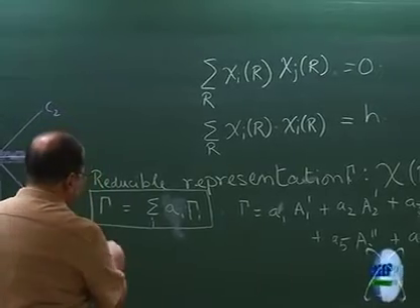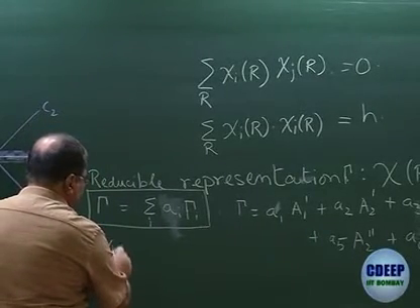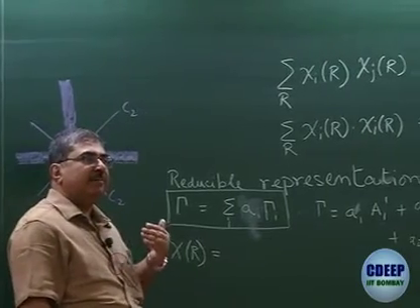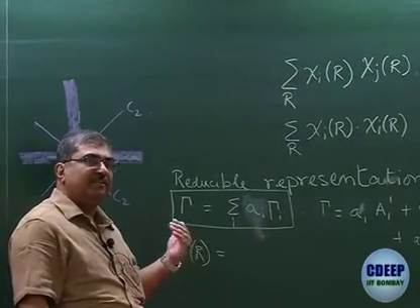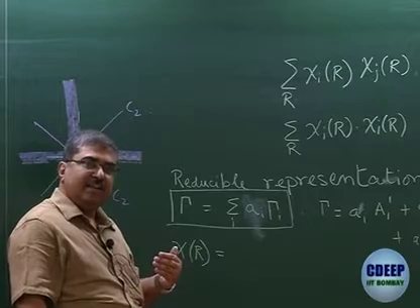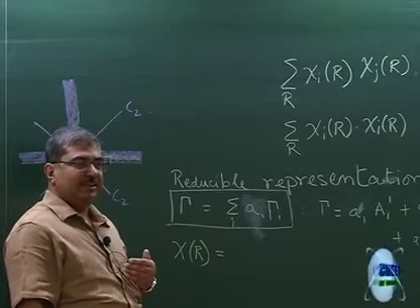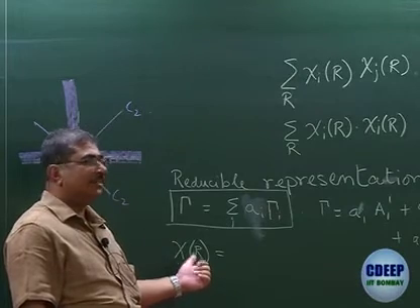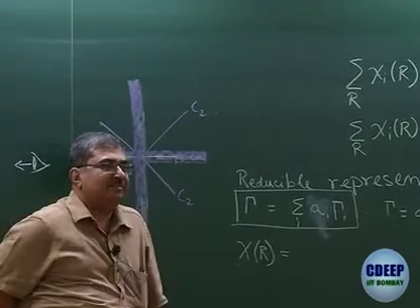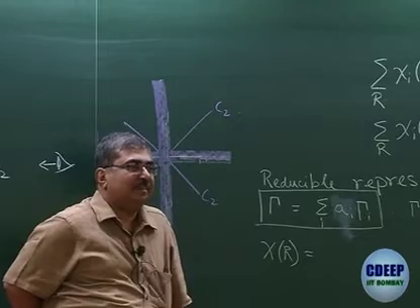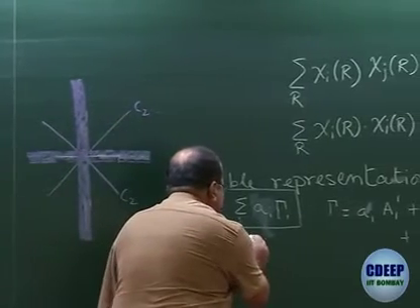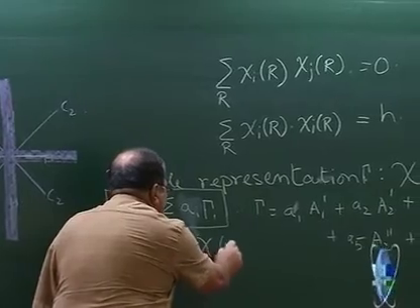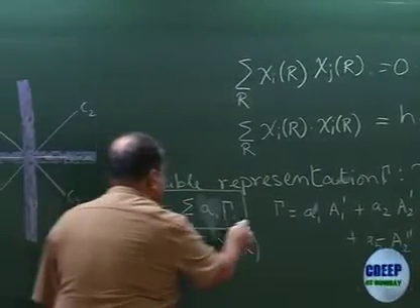Can you tell me how I will be able to write chi of R in that case? Chi of R is the character for the symmetry operation R in the reducible representation. What will be the expression for chi of R starting from here? I will write it, see if that makes sense. Sum over i of a_i chi i of R. Does this make sense?